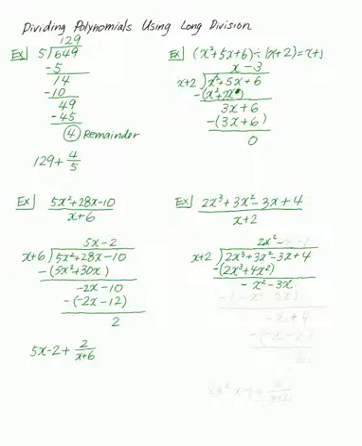I'm now going to bring down the minus 3x, and start over again. I need something times x to give me negative x squared. That's going to be minus x. Negative x times x is negative x squared. Negative x times 2 is minus 2x. Now I'm going to subtract. We have a lot of negatives going on here, so we're going to take our time. Negative x squared minus negative x squared, they cancel. They're gone.